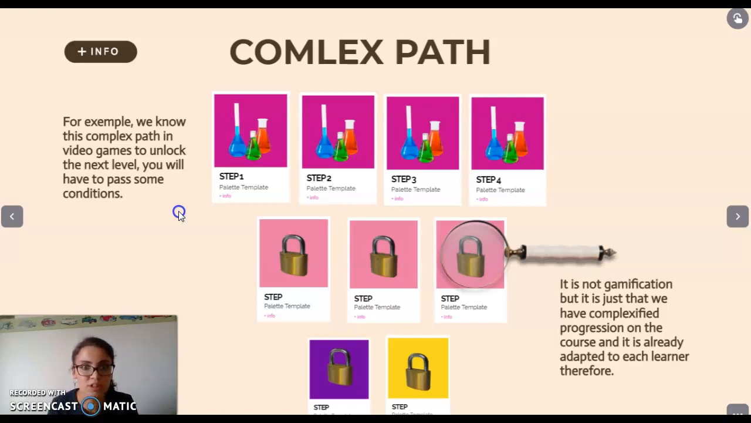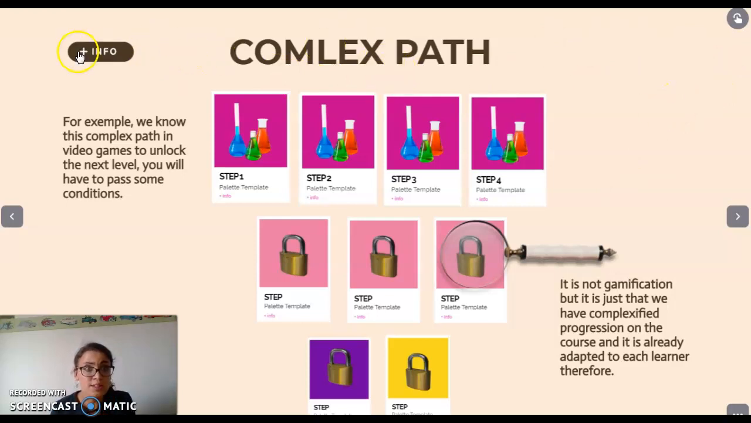What is the condition? You have to pass this for the first four steps. And it's not gamification, because we have a complexified progression on the course, and it's already adapted to each learner beforehand.